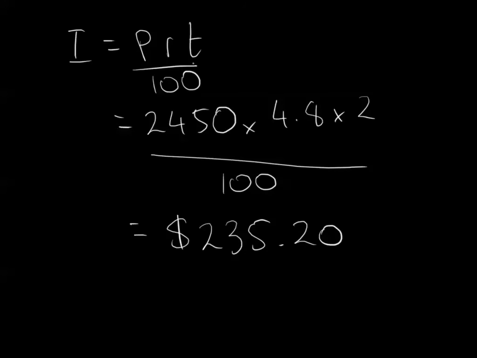$235.20. So what we can say there is if $2,450 is invested at 4.8% per annum over a 2-year period, so that was a simple interest rate of 4.8% over a 2-year period, you would earn $235.20.